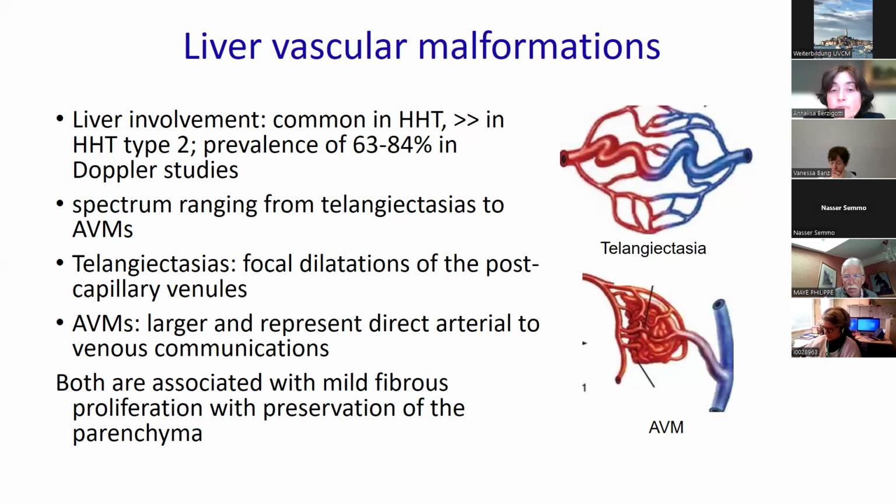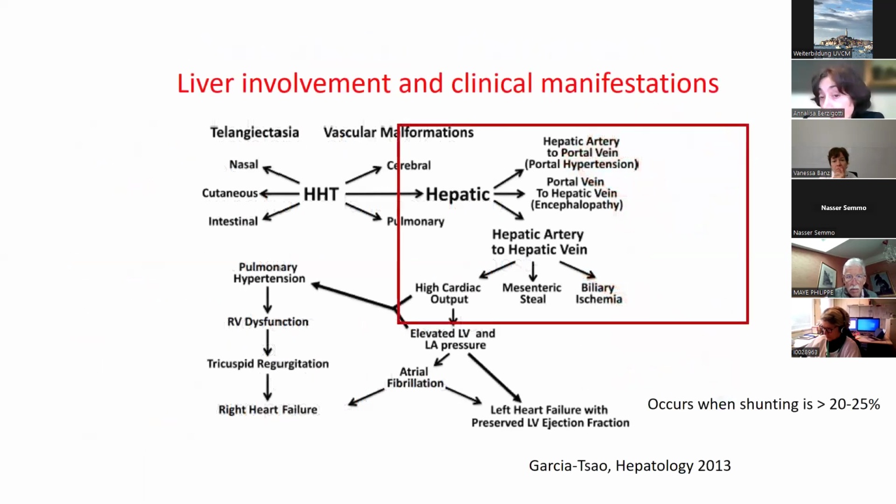The spectrum of malformations is very variable, so you can have minimal telangiectasia that you can visualize as spots with Doppler ultrasound to large arteriovenous malformation. And this is something that occurs with very mild fibrosis and usually completely normal hepatocytes and liver parenchyma. The malformation can occur at any level, so from the hepatic artery to the portal vein, from the portal vein to the hepatic vein, and from the hepatic artery to the hepatic vein. And this can lead to different types of complications.